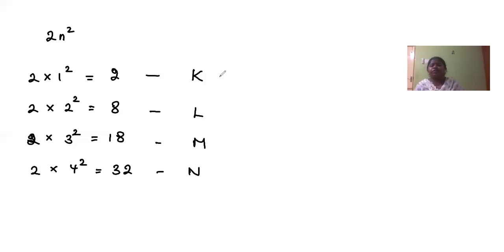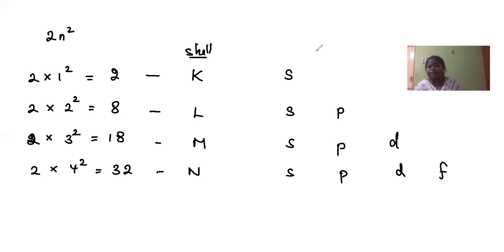So over here, the K shell, right? This has S subshell, okay? And L can hold S and P subshell, right? And M can hold S, P, D subshell, right? And N can hold S, P, D, F subshells. This is shell and these are subshells, okay?